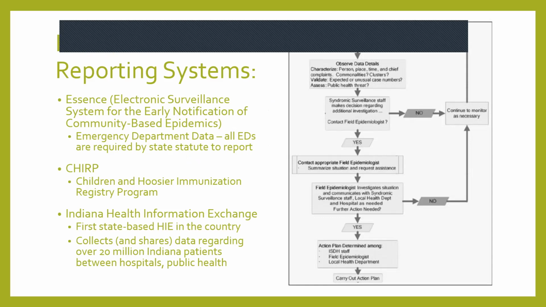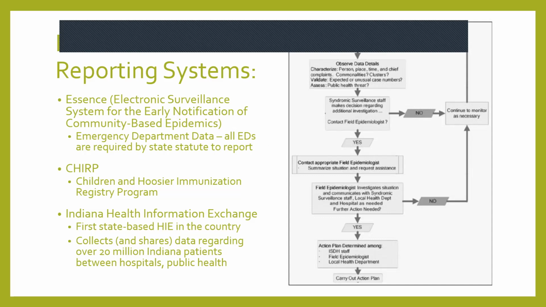So just a quick word on the reporting system that's used. The system has a cool acronym. It's called ESSENCE. That stands for the Electronic Surveillance System for the Early Notification of Community-Based Epidemics. This is a system that every emergency department across the state is required by state law to use in reporting potential cases of an epidemic present within someone who's making a visit to the emergency department. So all of those notifiable diseases are reported through the ESSENCE system to the state health department.